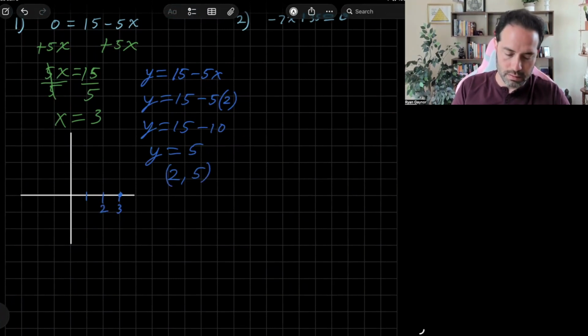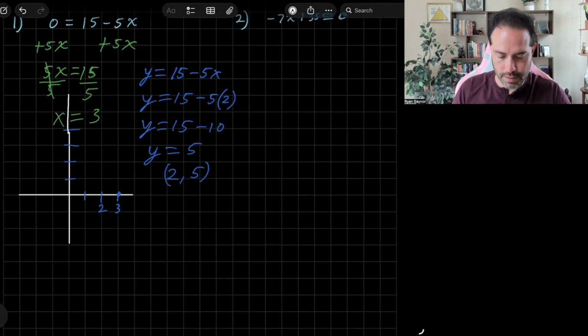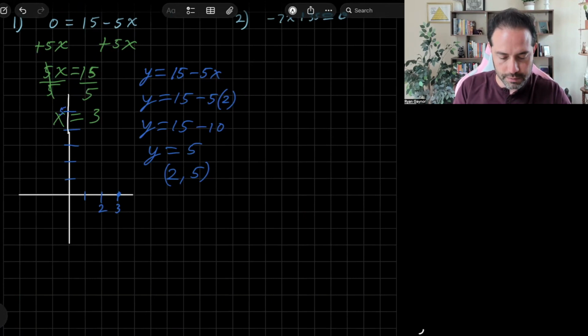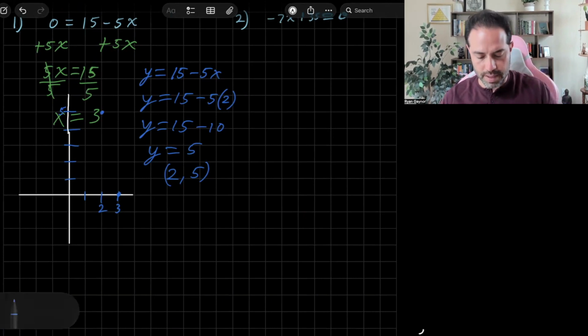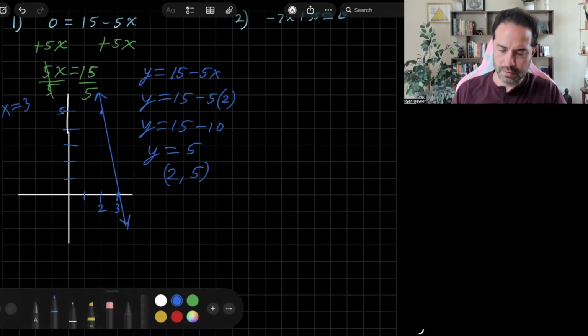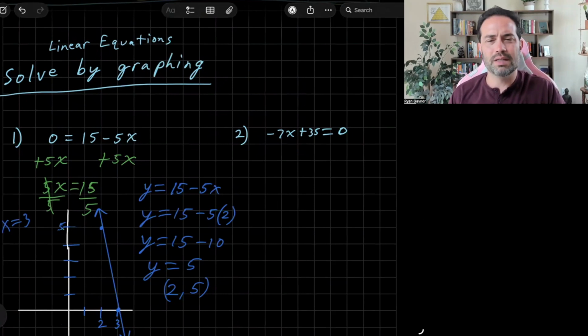So here's the 2. And then we have 1, 2, 3, 4. Kind of running into the other part of the equation, but that's okay. 5, right? So there's a 5 right there. So 2 comma 5. Okay, so now I can take my ruler, and there you have it on the graph. All right, so what I'm going to do is I'm going to leave this last one for you all at home to do. All right, that's it for today's lesson.